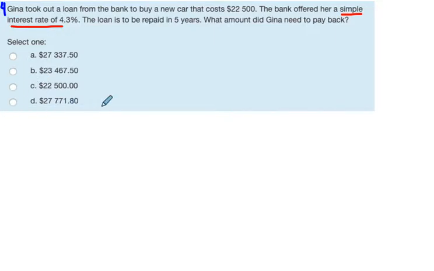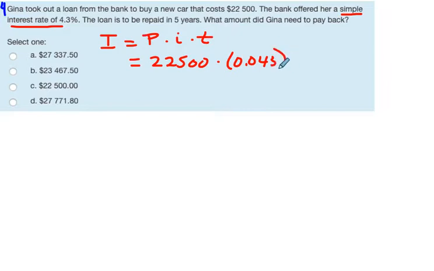Because it's simple interest rate, we have to go back to our simple interest formula. The simple interest formula is to find out what the interest is. It's I equals your principal times your interest rate times time. So if you multiply 22,500 times your interest rate, which is 0.043, and multiply that by 5 years, you'll get how much interest you're paying.